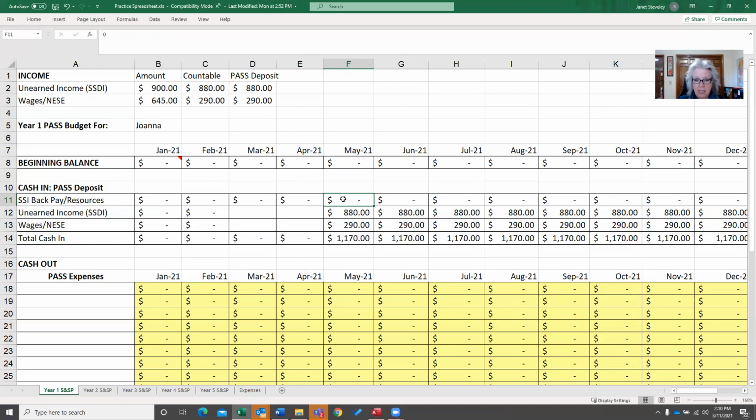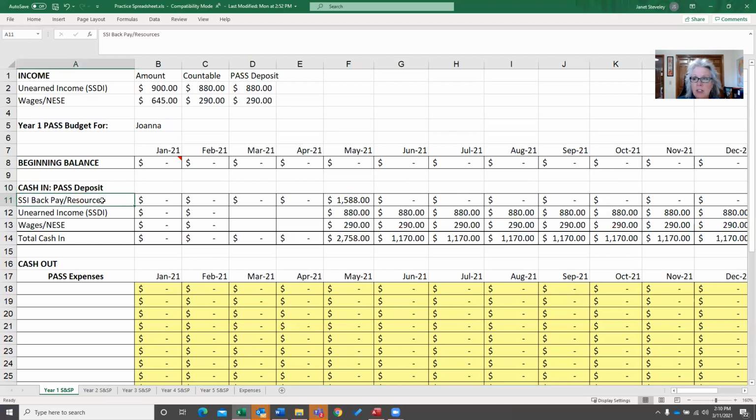And the SSI rate for 2021 is $794 a month. So times 2, that's $1,588. So there might be this potential where I could add that money in here. And again, it's usually a one-time payment. Once it's done, you're not going to use this category anymore.